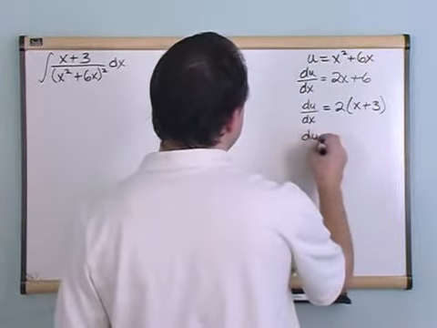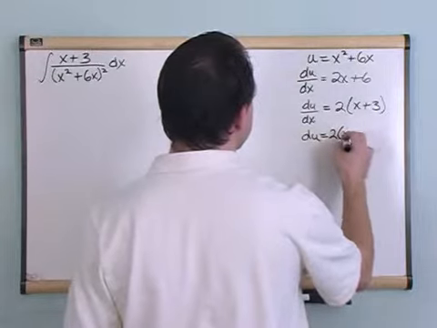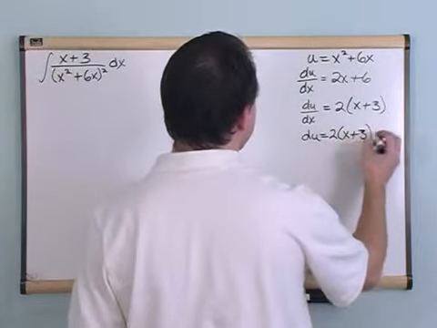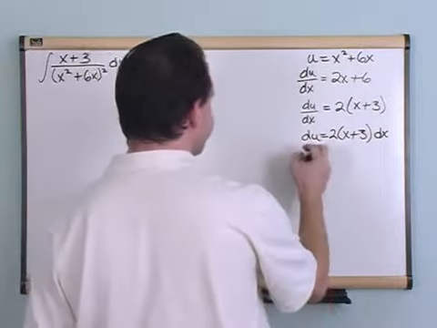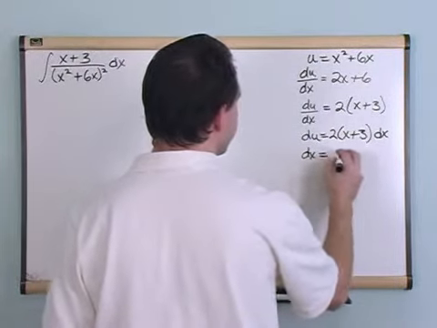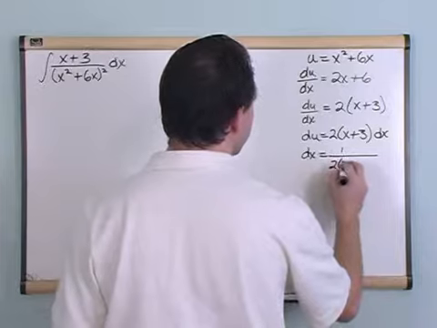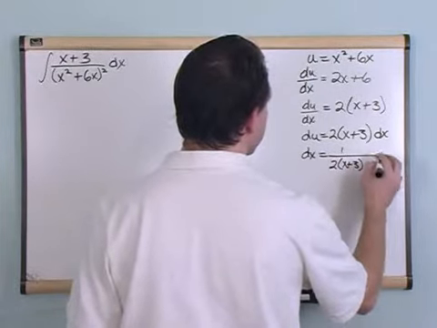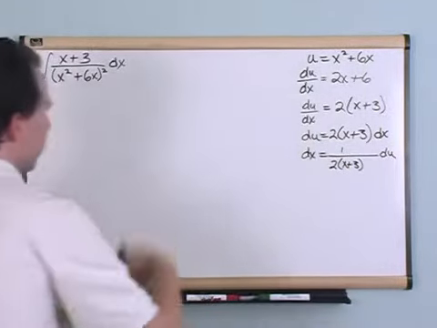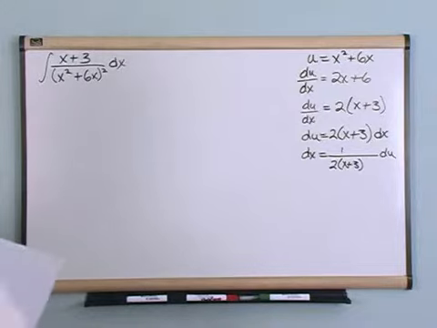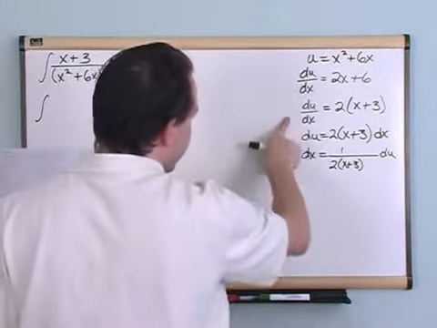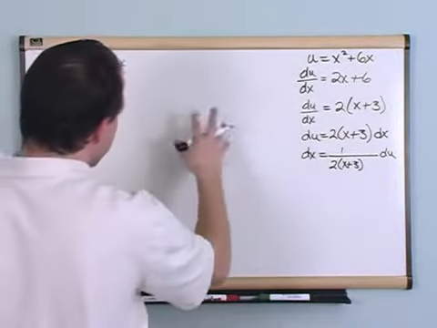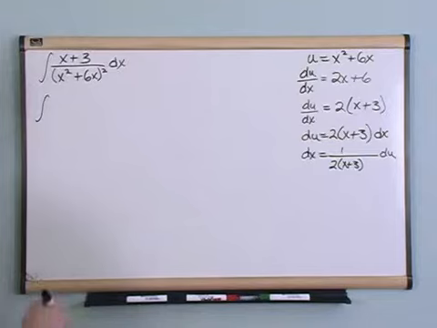So solving for du is just simply 2 times (x plus 3) times dx. I just moved the dx over. And then dx is just simply 1 over 2(x plus 3) times du. I just solved for dx there. Now you see how this is going to end up canceling with that? It's beautiful there. That's exactly what you want to see. If you start picking a u and taking a derivative and you see nothing's going to cancel, well then you might as well stop. You've done the wrong thing.